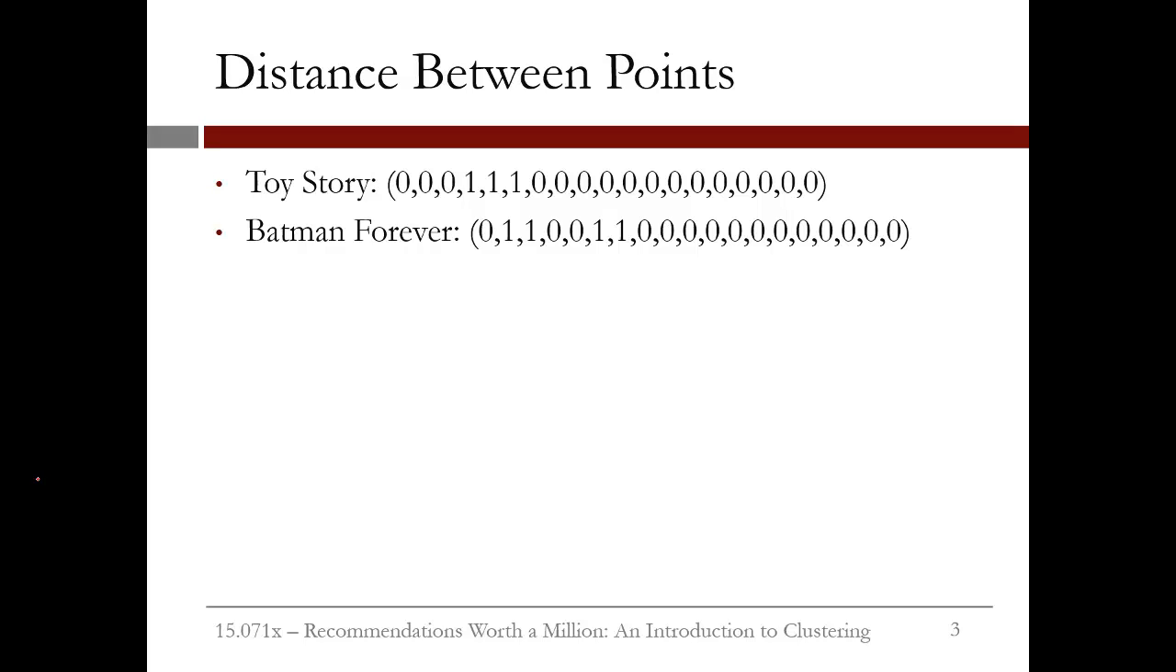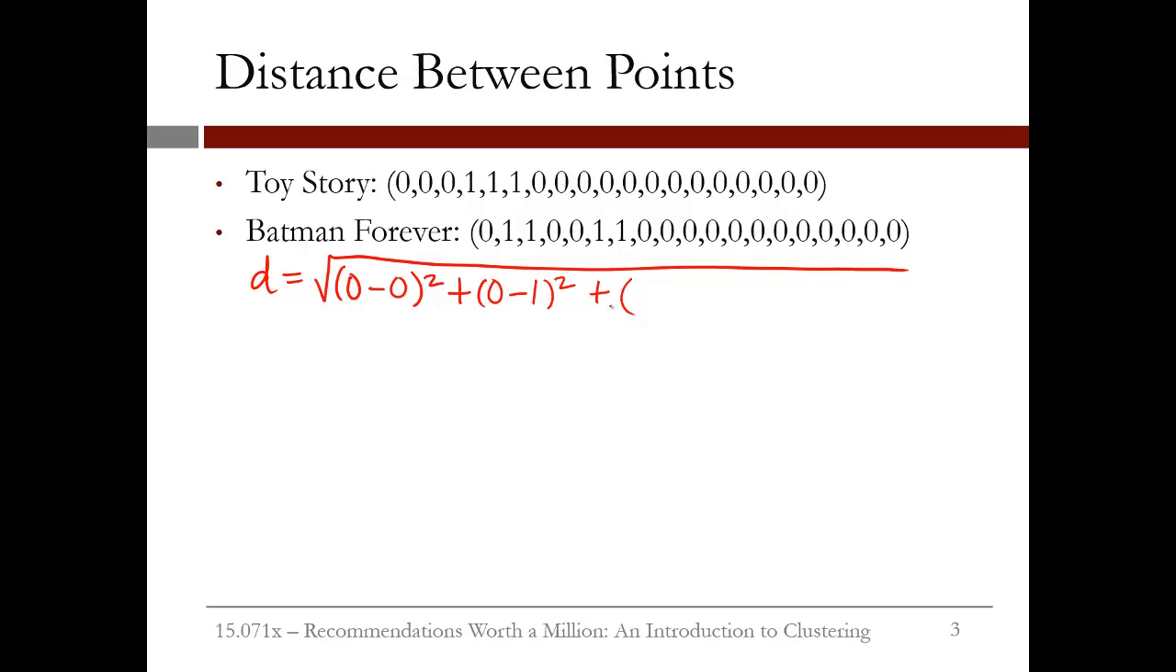So given these 2 data observations, let's compute the distance between them. So the distance d would be equal to the square root of the difference in the first component, 0 minus 0, squared, plus the difference in the second component, 0 minus 1, squared, plus the difference in the third component, 0 minus 1 squared, plus the difference in the fourth component, 1 minus 0 squared, etc. This ends up being equal to the square root of 5.